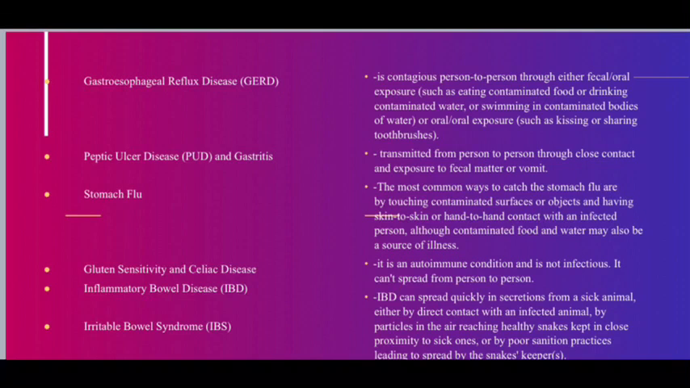So the second one is the peptic ulcer disease, or PUD, and gastritis. An ulcer in the stomach is called a gastric ulcer, and an ulcer in the duodenum is called a duodenal ulcer. Most ulcers are caused by bacteria called Helicobacter pylori, or H. pylori.